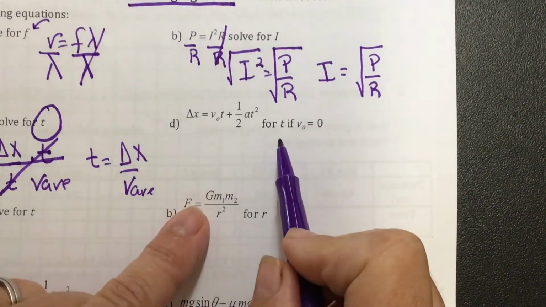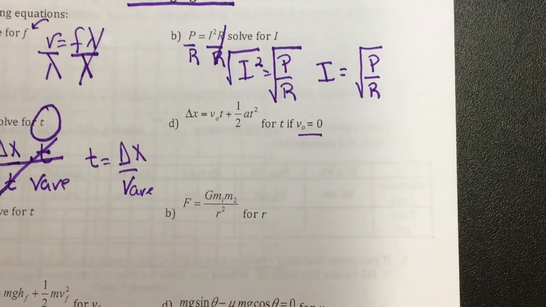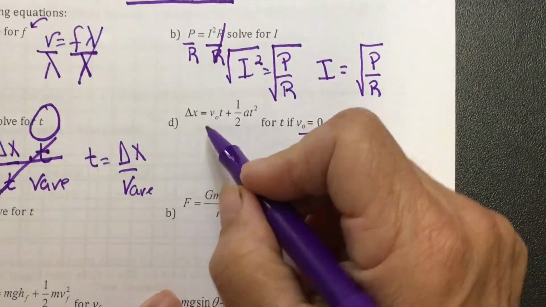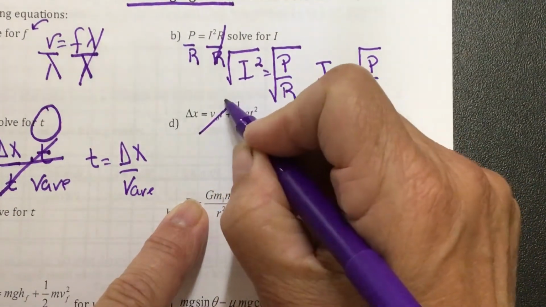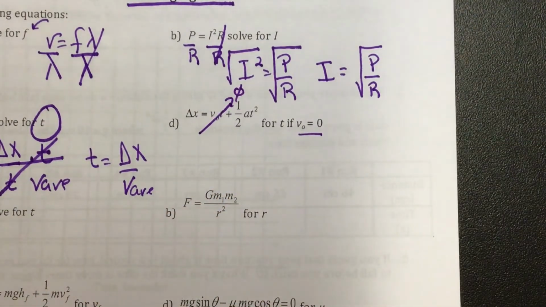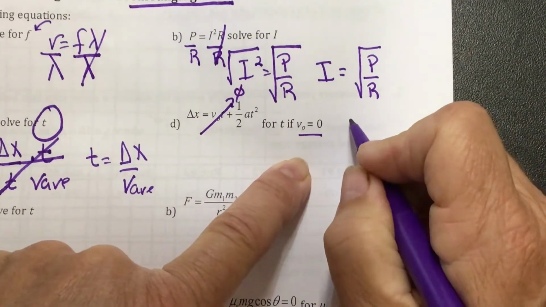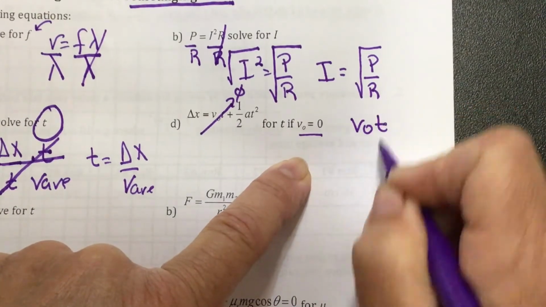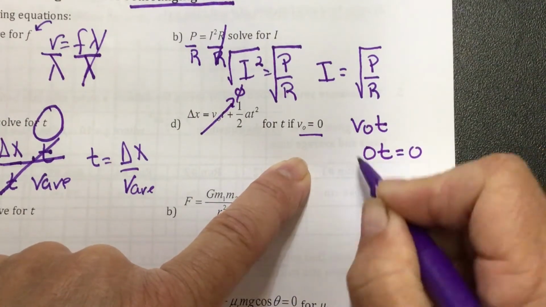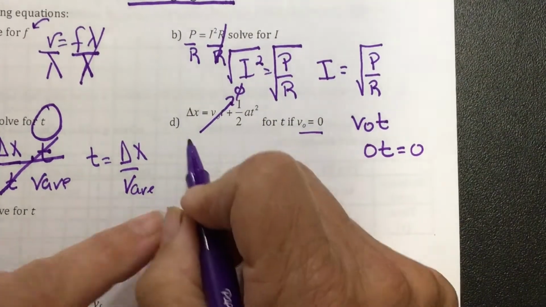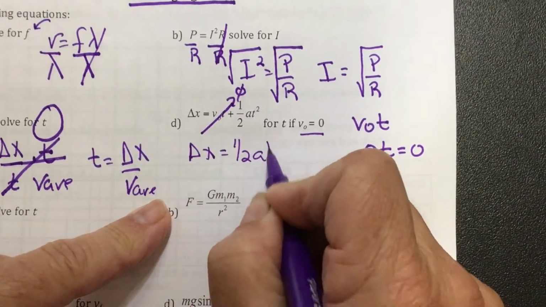So now we need an equation for t if v naught equals 0. Well, the nice thing about this is if v naught equals 0, if I'm going to put a 0 in here, 0 times t is 0. So I get to get rid of that part of the equation simply by plugging in v naught here. Because remember, if that part of the equation said v naught times time, and v naught is 0, that's 0 times time, and that's just equal to 0. So we can ignore that part of the equation. So now we have an equation of delta x equals 1/2 at squared.